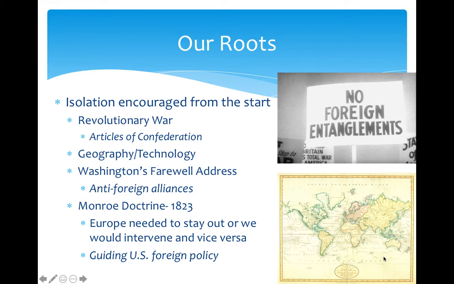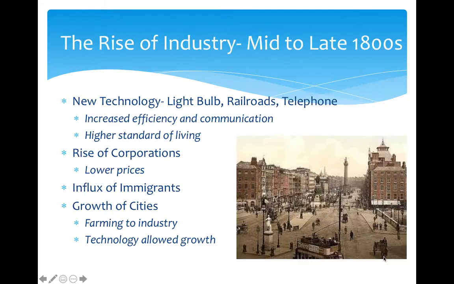Also, we'll have the Monroe Doctrine of 1823, and that told European nations to stay out of the Western Hemisphere, and that we would stay out of Europe. So any European wars we would stay out of if they would stay out of us. So this is a guiding U.S. foreign policy that we definitely had during this time period.